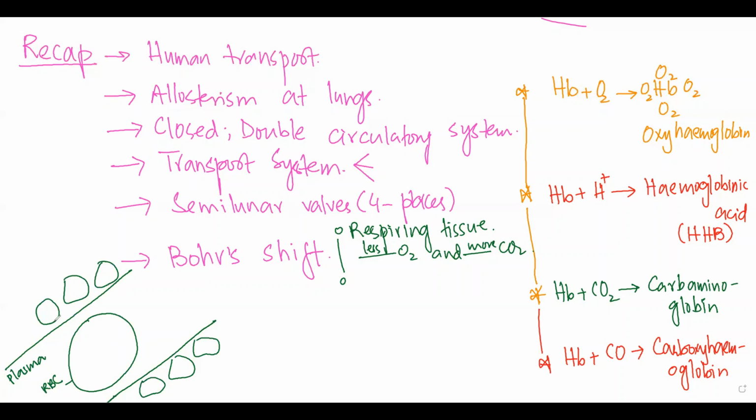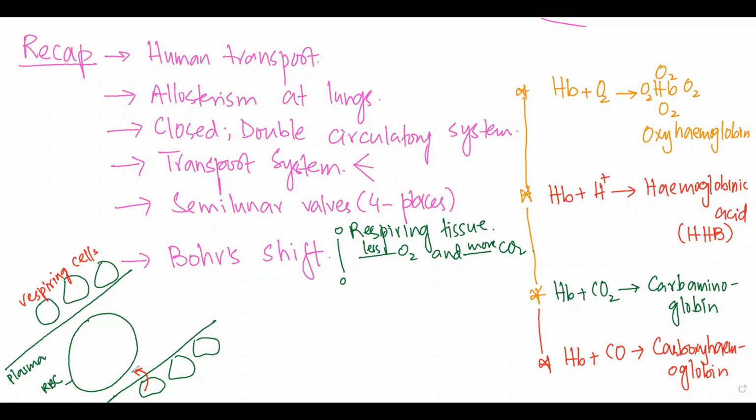So from respiring cells, carbon dioxide comes out. CO2 comes out from respiring cells. These are respiring cells, the ones in green. And in between is the capillary. So respiring cells obviously respire and produce CO2.